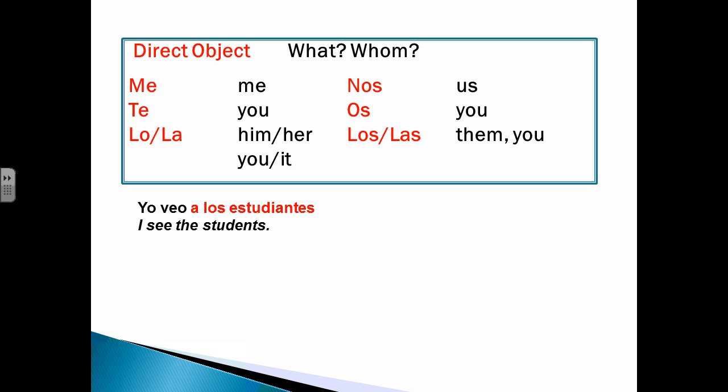Instead of saying I see the students, you want to use a pronoun, and you want to say them. So the direct object pronoun is los, and then you would rewrite it and put it in front. Yo los veo. I see them. Okay? So write down this on your sheets. Write the yo los veo and I see them.